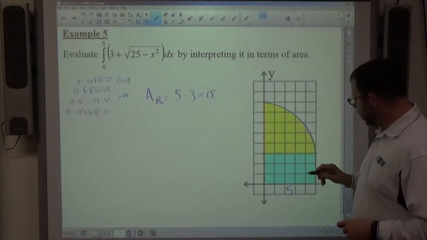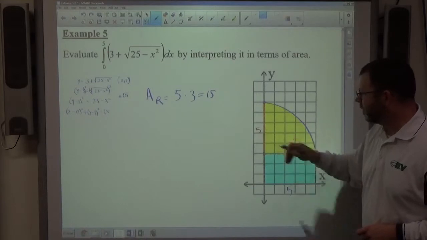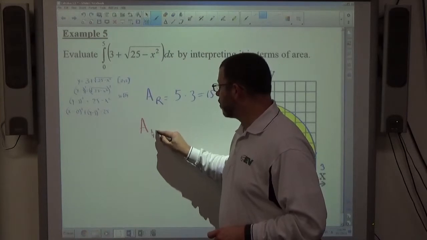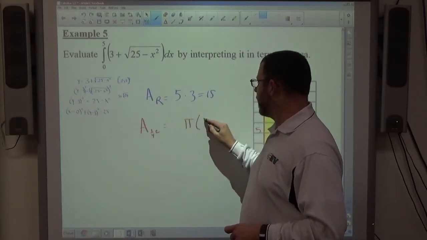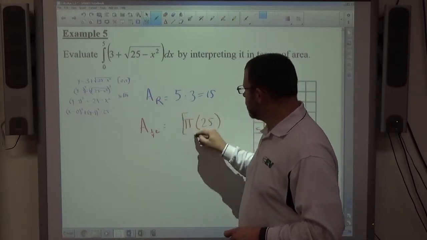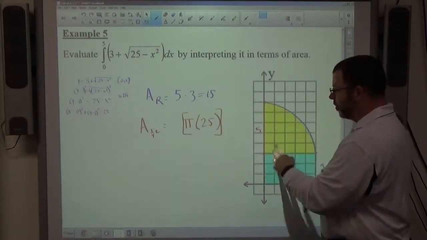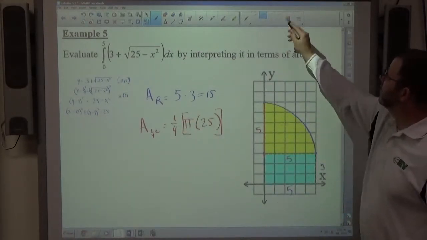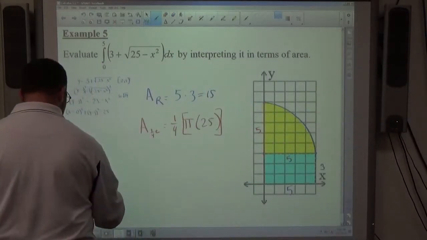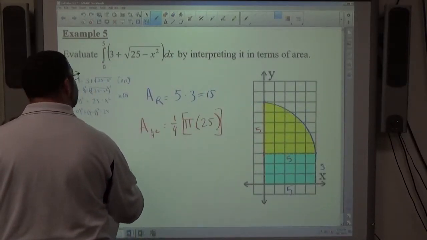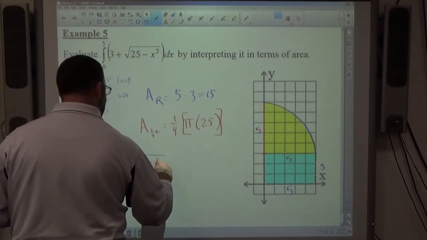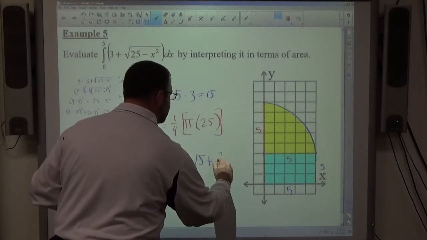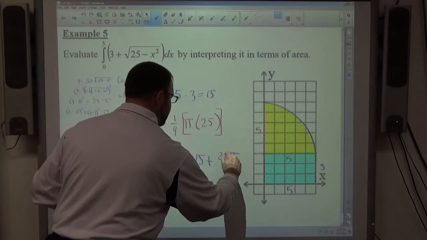Looking at the quarter circle, we have a radius of 5, and it's 1/4 of a circle. So the area of the quarter circle, I'm going to put 1/4 circle, is going to be pi times the radius squared. And we're going to multiply that area, the area of the whole circle, times 1/4, how much of the circle we actually have. And if I add those two things together, the exact answer to this problem, so the integral from 0 to 5 of 3 plus the square root of 25 minus x squared dx is equal to 15 plus 25 pi over 4. That's the exact answer.